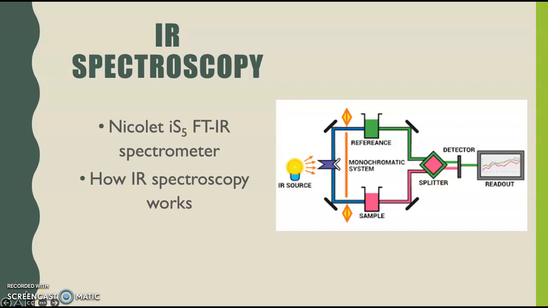It was done with a Nicolet IS5 FT-IR spectrometer. IR spectrometry works by using infrared light passing through the sample to detect how much of it makes it through. Through this detection, the functional groups can be identified with the different photoabsorption rates. Different rates mean different functional groups.